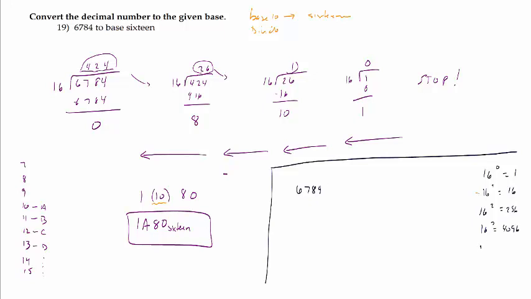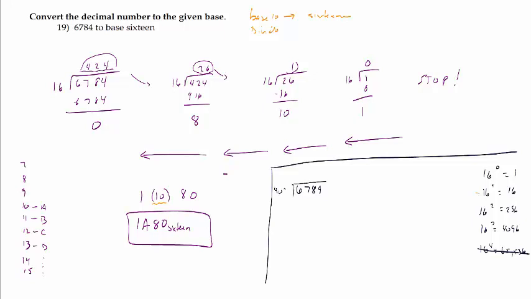All right, so what about 16 to the fourth power? Well, 16 to the fourth power is 65,536. Whoa, that one's too big. That's not going to divide into 6,784. So we're going to stop there. So I'm going to start with 16 to the third. So then I ask myself, how many times will that divide into there? So we'll go ahead and we'll start with 16 to the third.